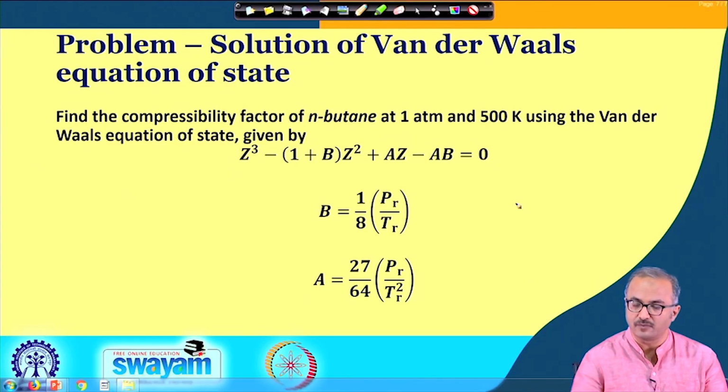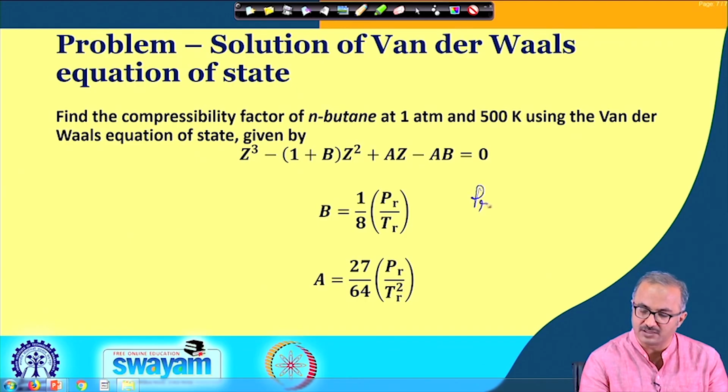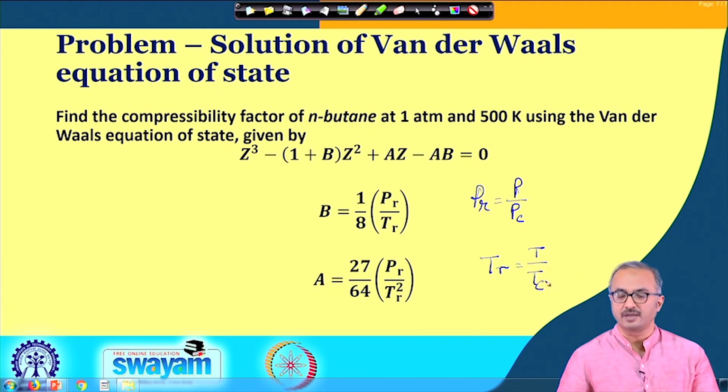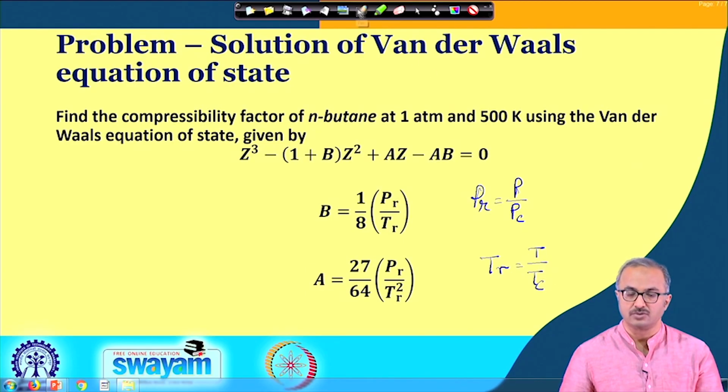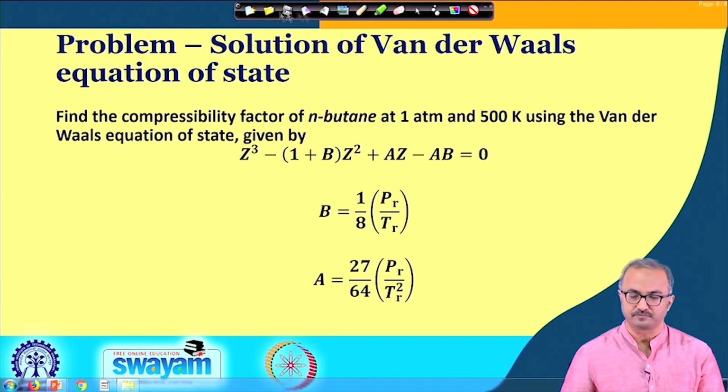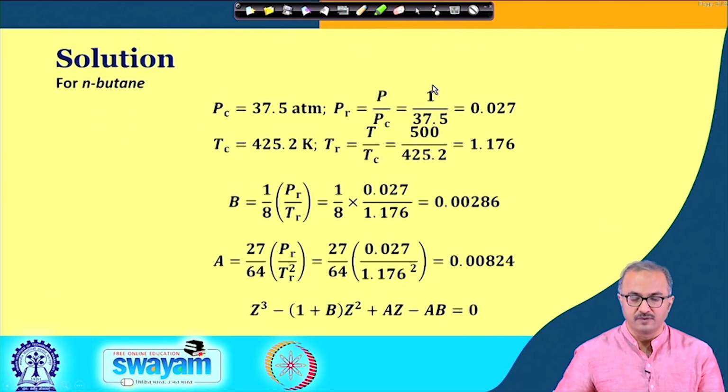That means, if I want to find the reduced pressure, this is equal to the actual pressure divided by the critical pressure. Similarly, the reduced temperature is equal to the actual temperature divided by the critical temperature. And these critical values depend on the particular type of species, so we get these critical values from the literature.